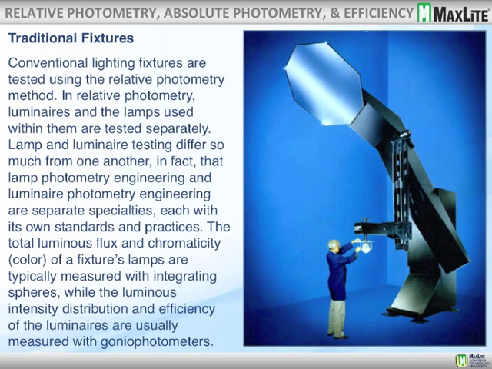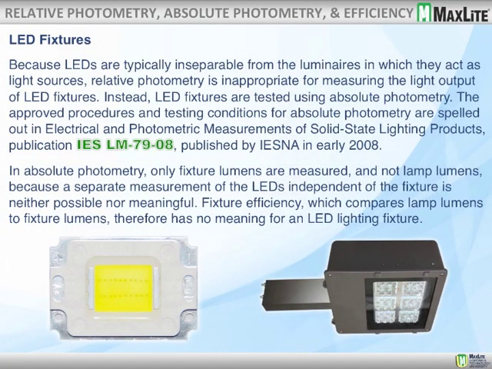Now, back to traditional fixtures, it's important for us to understand that the measurement of a luminaire's photometry is a completely different engineering discipline than measuring the lamp light output. LED fixtures, however, because LEDs are typically inseparable from the luminaires or integral to the luminaires, which is certainly the case for most of MaxLite's products, the LED and the fixture are one. They are a single unit. Relative photometry is inappropriate for measuring the light output of LED fixtures. It wouldn't make sense to read just the light output of the LEDs themselves when the delivered light is dependent on the fixture construction and design.